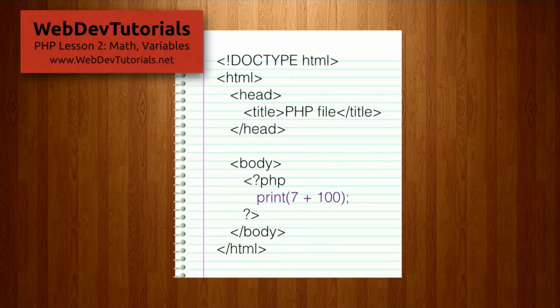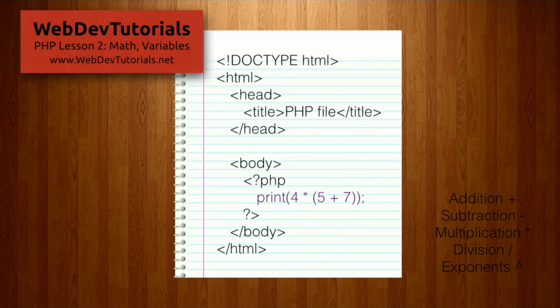Here are some other common math symbols. For addition, use plus. For subtraction, use minus. For multiplication, use an asterisk. And for division, use a backslash. To write an exponent, use an upward pointing caret symbol. You can combine these too. The PHP compiler will pay attention to order of operations, so it's permissible to use parentheses. Don't forget the semicolon at the end of every line.